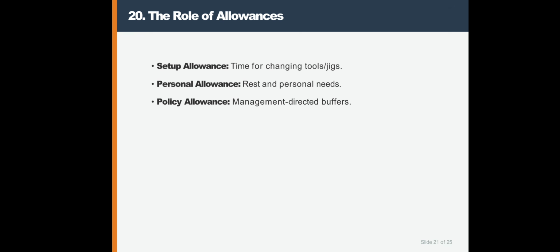The role of allowances includes setup allowance, personnel allowance, and policy allowance. Setup allowance means time for changing tools or jigs. Personnel allowance means rest and personnel needs. Policy allowance means management directed buffers. These are the roles of allowances.